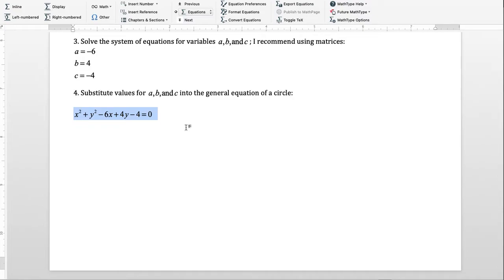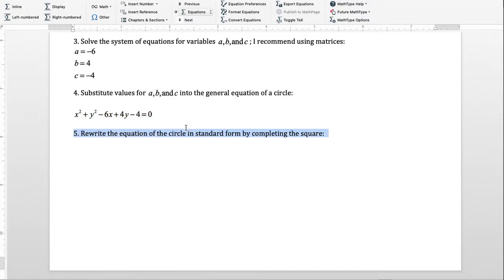Now, what's our center? What's our radius? Like last week, we're going to take this and rewrite this in standard form so that we can easily identify the center and radius of our circle. So we're going to rewrite this by completing the square. So reminder, I'm going to collect the x terms, I'm going to collect the y terms, I'm going to move the constant to the other side of our equation.